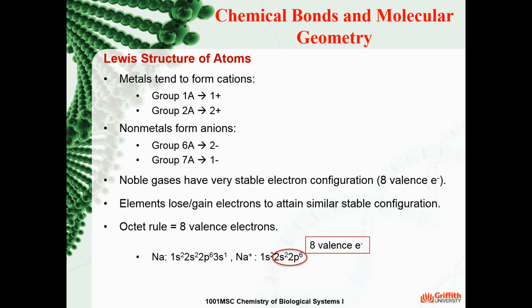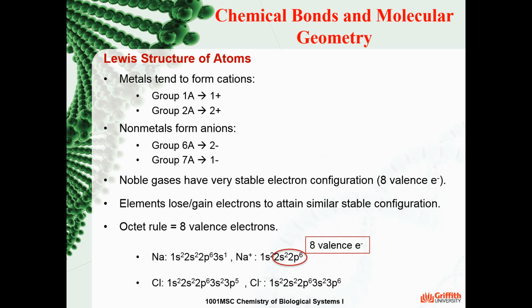1s2 is the inner shell, and the outer shell now is 2s2 and 2p6, and there are 8 electrons in this shell. So sodium ion has achieved the octet rule and now has a very stable electron configuration similar to the noble gas. Remember that sodium has 11 protons, which have a total of 11 positive charges. Because it now only has 10 electrons, it becomes a cation with a positive 1 charge.